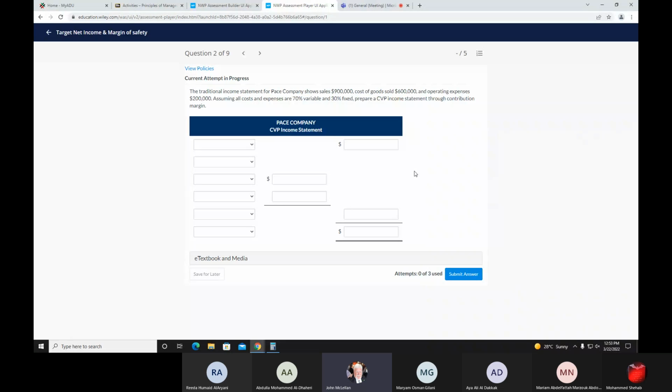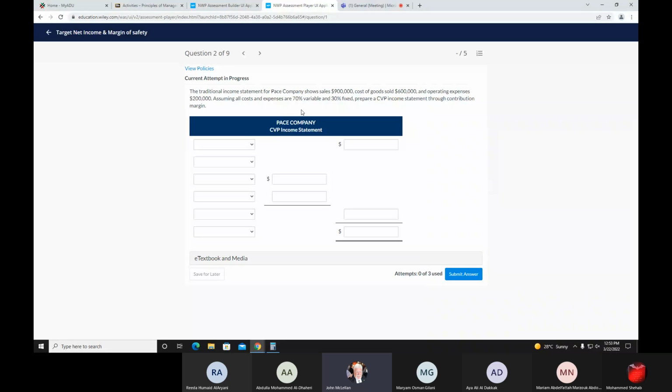Okay, Mohammed. Out loud, read the question, please. The traditional income statement for Base Company shows sales $900,000, cost of goods sold $600,000, and operating expenses $200,000. Assuming all costs and expenses are 70% variable and 30% fixed.